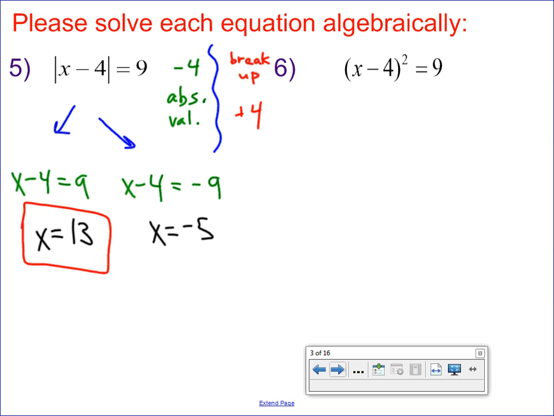Into the original forward steps, negative 5 minus 4 is negative 9. Absolute value of negative 9 is still 9. So it looks like each of these works, and we have multiple solutions. So again, on your test, absolute value equations are a candidate for multiple solutions, and so are number 6, squaring equations.